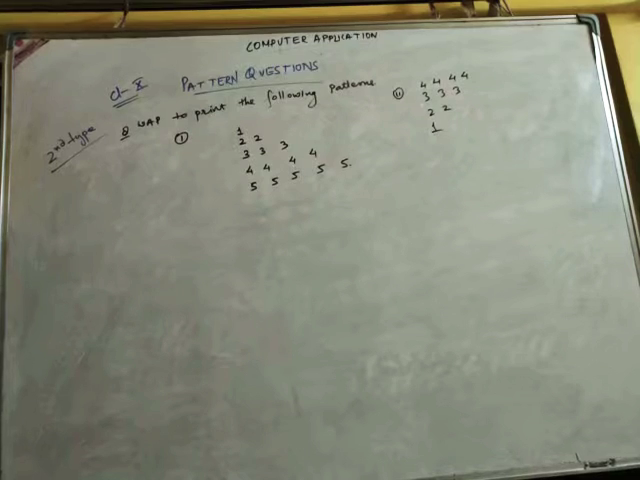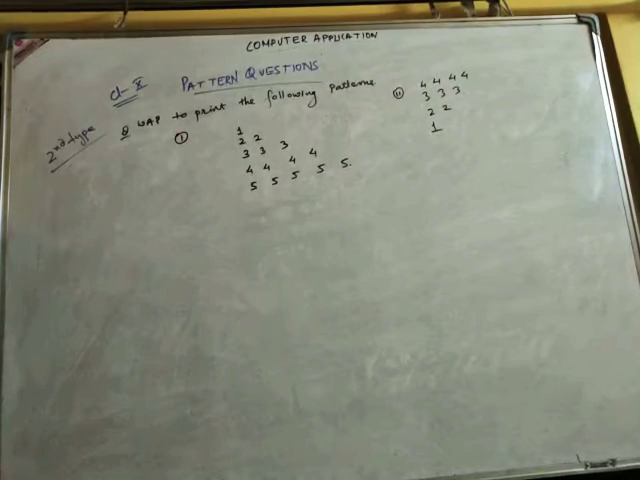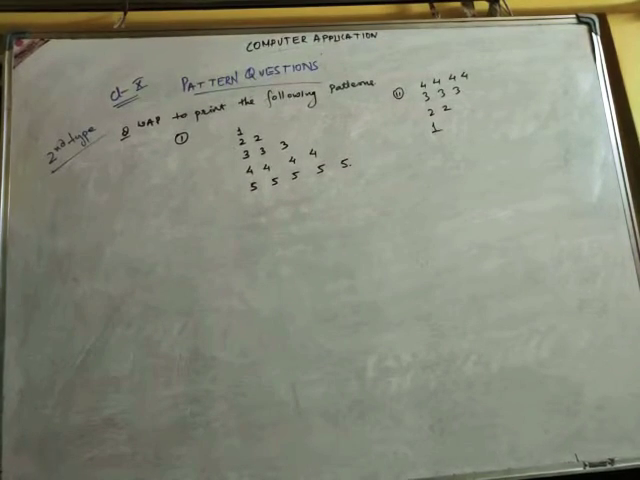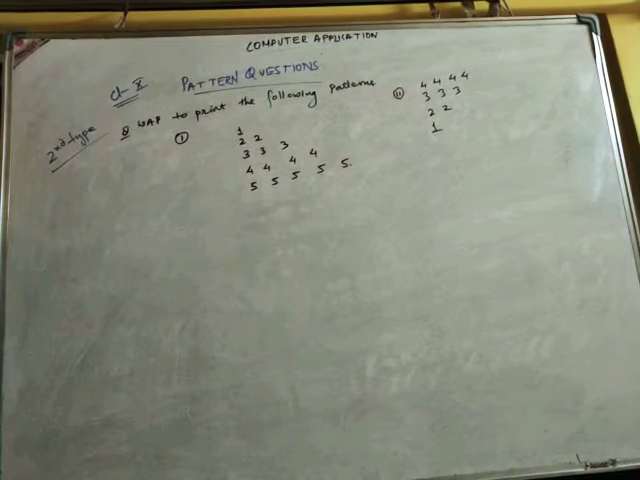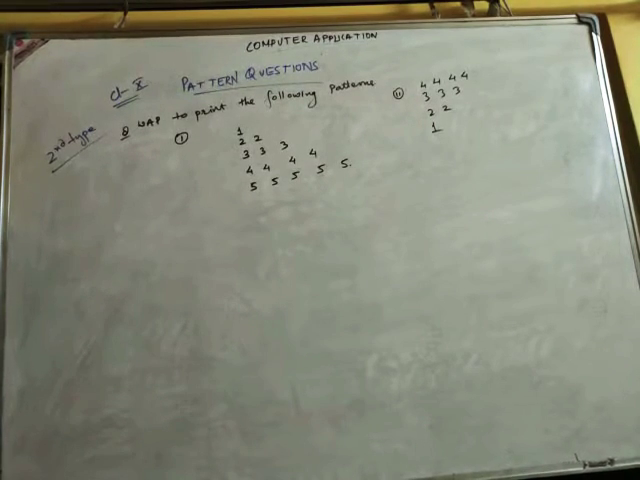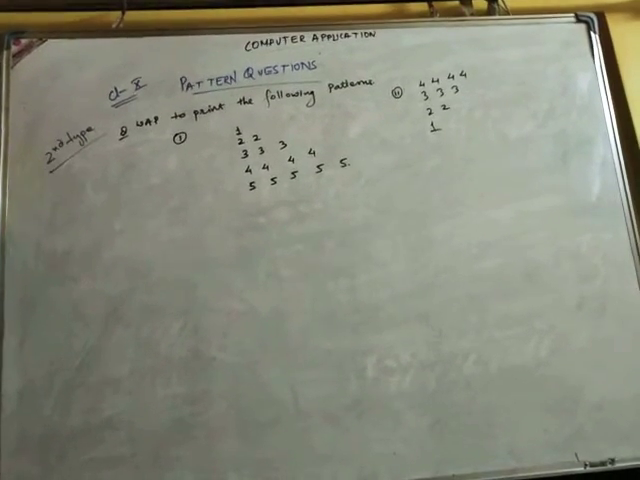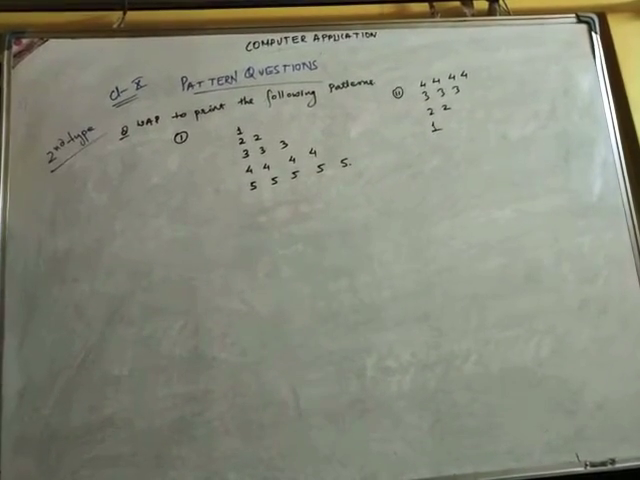In each line, like in line number 1 we have 1, in line number 2, 2 is repeated, in line number 3, 3 is repeated, in line number 4, 4 is repeated, and in line number 5, 5 is repeated. The second example: in the first line 4 is repeated, then 3 is repeated, then 2, then 1. Clear? So this way, this is the second type.